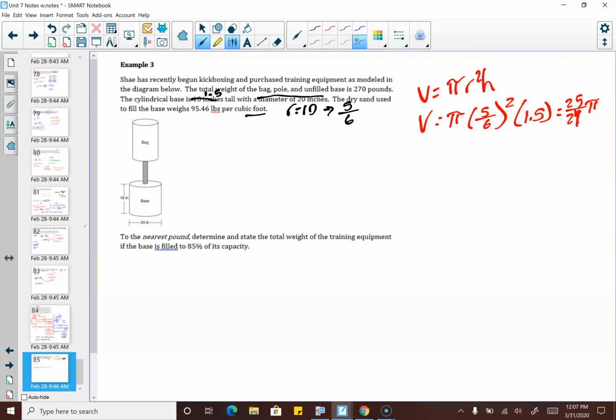So now that we have found the volume of our base, let's use our density formula. So density equals mass over volume. They told us the density was 95.46. We're looking for how much it weighs. And then we just found our volume to be 25/24 pi. Okay. So now we're going to put this over 1, cross multiply, and find out exactly how much a full base weighs.